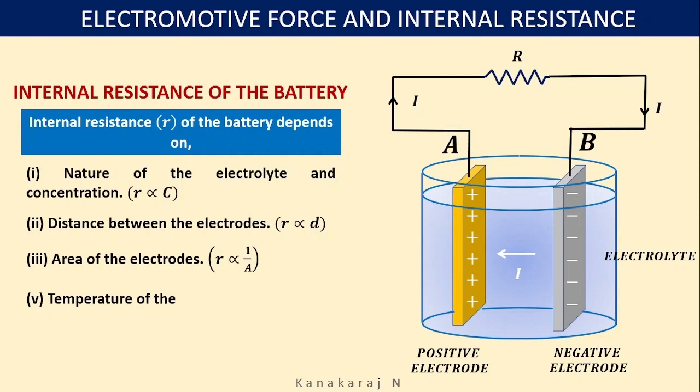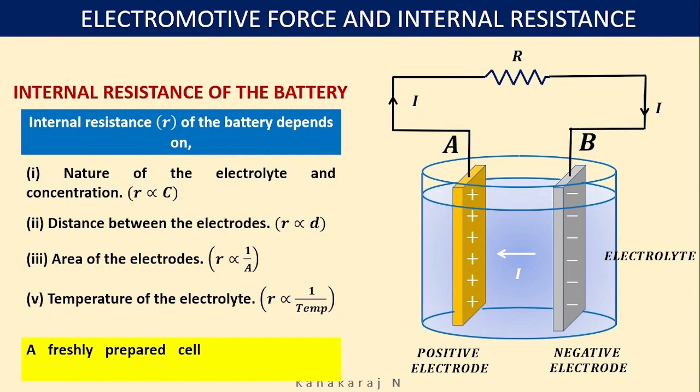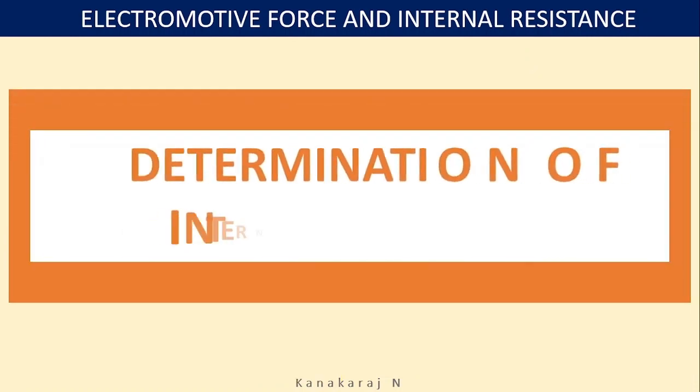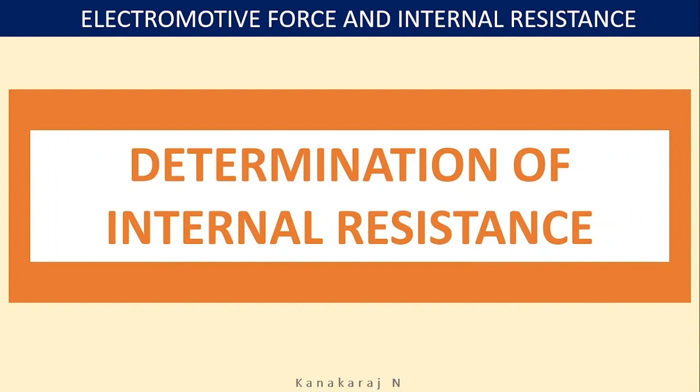Next, internal resistance r depends upon the temperature of the electrolyte, proportional to 1 by temperature. The more the temperature, the less the internal resistance. A freshly prepared cell has low internal resistance and it increases with aging. Determination of the internal resistance small r.